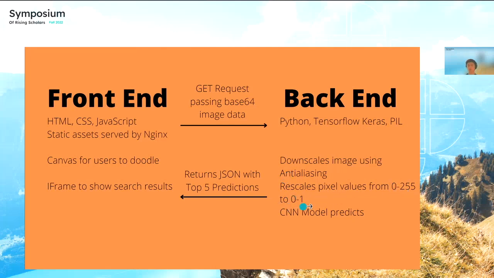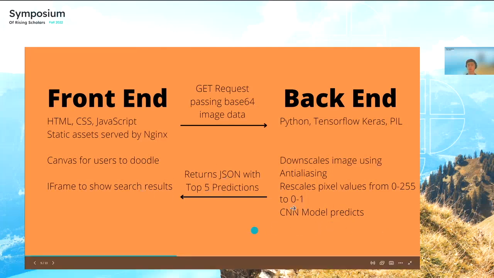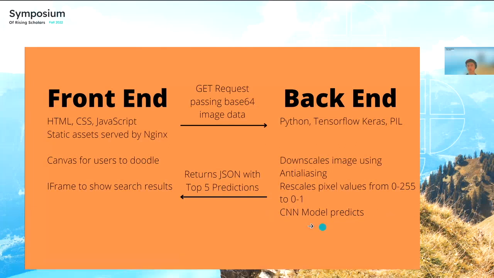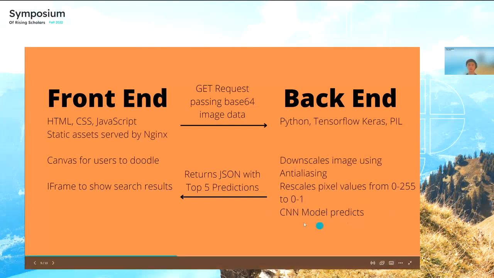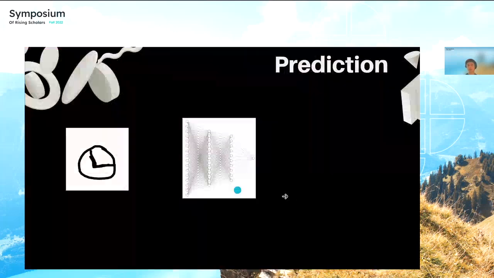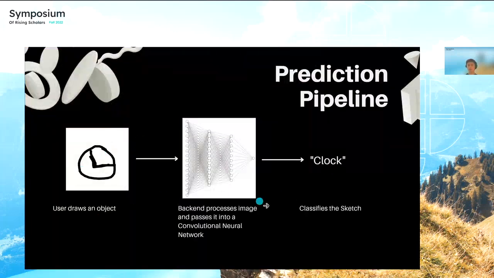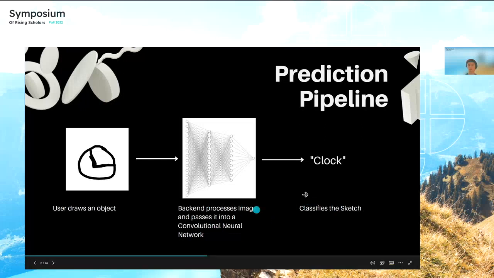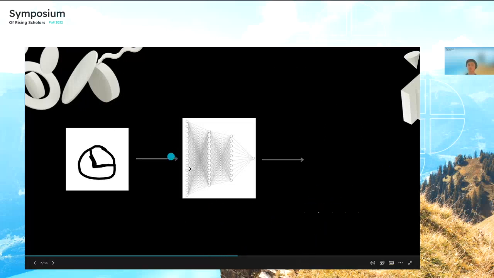And 0 to 255 to 0 to 1 is because for training, it's been shown that rescaling values is better for having the model converge faster. And then afterwards, the convolutional neural network predicts, and it returns JSON in the request that contains the top 5 predictions. And in the front end, that is processed using an iframe, which shows search results from me. And so for the prediction pipeline, the user draws an object and there's a convolutional neural network, and it classifies the sketch, and that's sent back to the front end.